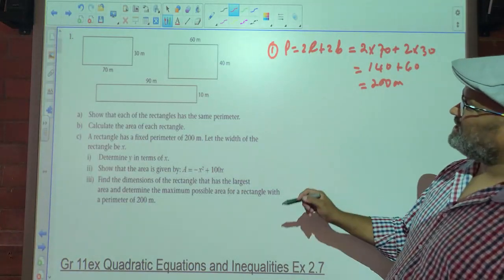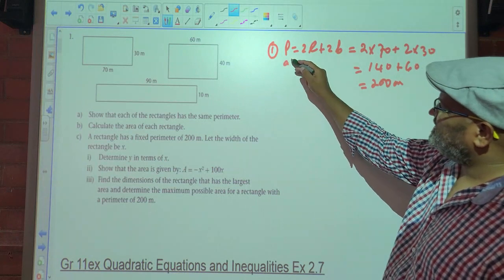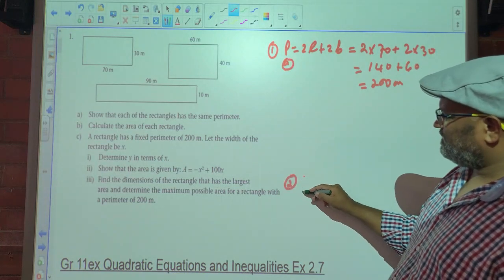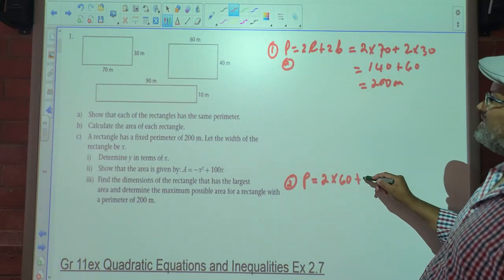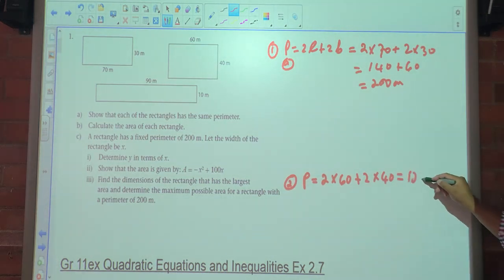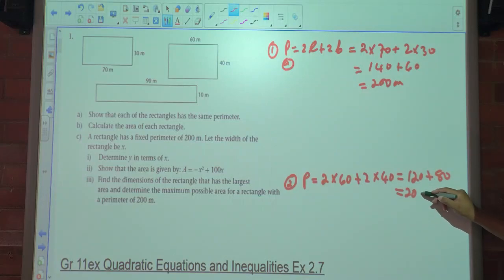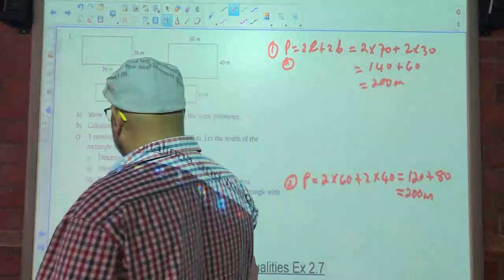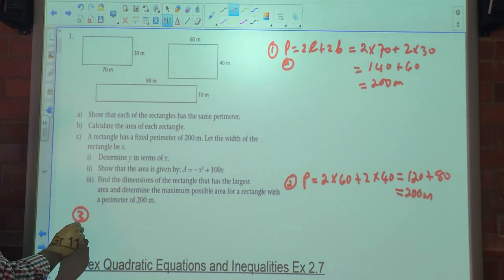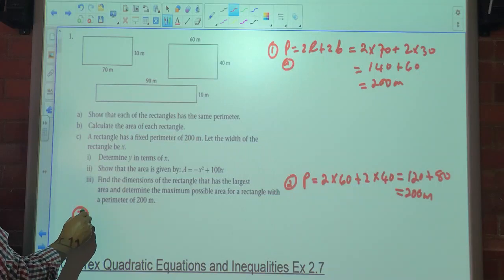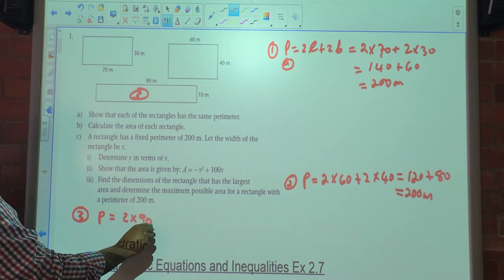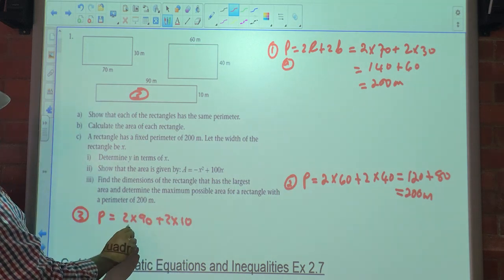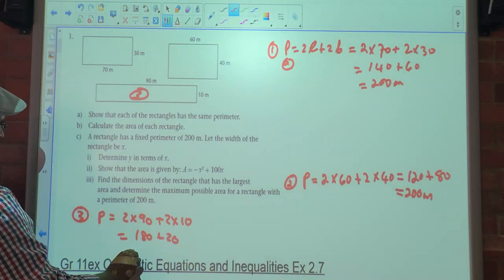200 meters. If I look at number 2, the perimeter is going to be 2 times 60 plus 2 times 40. 2 times 60 is 120 plus 2 times 40 is 80, which is again 200. Not so? And then of course the third one, the perimeter is going to be 2 times 90 plus 2 times 10, which is simply going to give you 180 plus 20, which is 200 meters again.